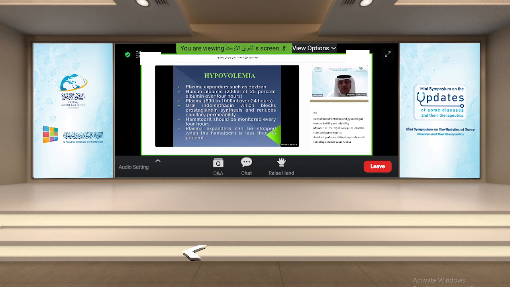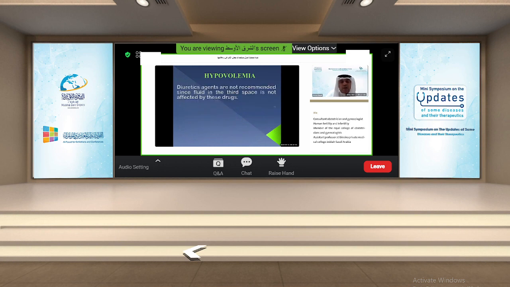The hematocrit has to be monitored every 4 hours. The plasma expander can be stopped when the hematocrit is less than 38. The use of diuretics is not recommended because the lady is in hemoconcentration. Some centers use diuretics, but it is really not fully accepted. The lady with hypovolemia may end up with renal failure, and you have to consult the nephrologist to deal with it.